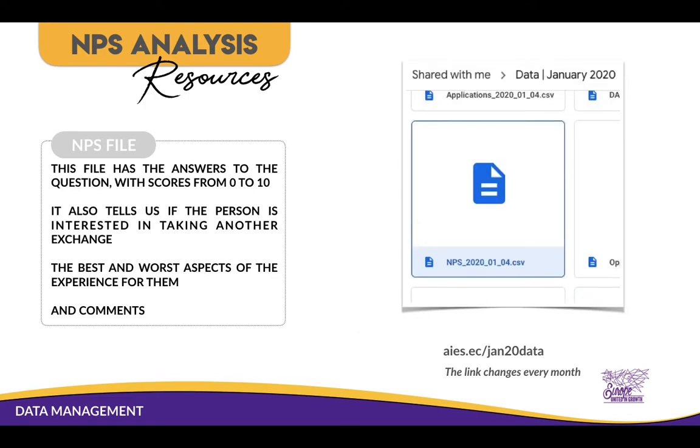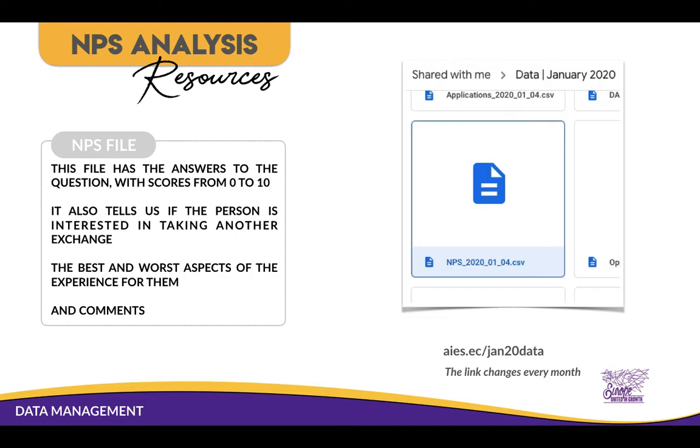So we're going to work with the NPS file. What is in the NPS file is, as I told you, the scores from 0 to 10 for this question, but it also tells us if the person who answered the survey is interested in taking another exchange. So maybe you can also use this information for retargeting for exchanges, or discount campaigns, or whatever you're doing to attract more people.